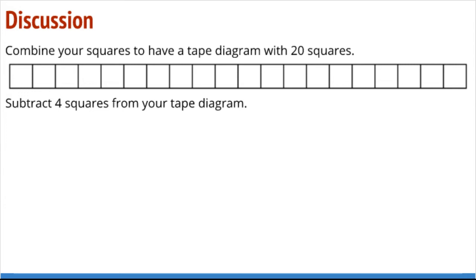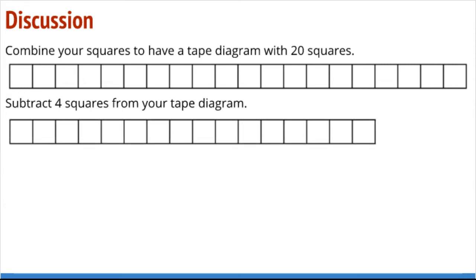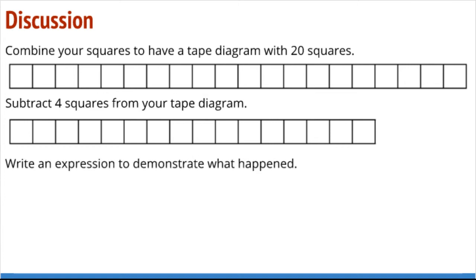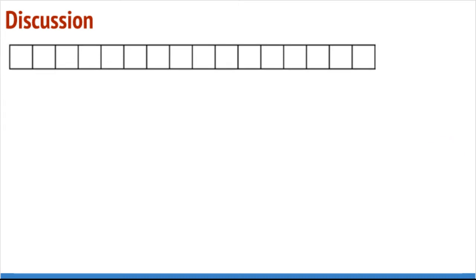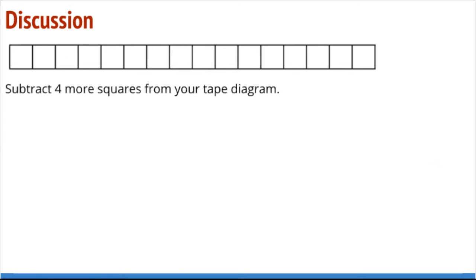Remember, we're looking at the relationship between division and subtraction. So take 4 squares off and write an expression to demonstrate what happened. Well, we had 20. We took away 4. So it would look like this. So you've got now less squares, 16 if you're doing this in your head, and subtract 4 more squares from your tape diagram.